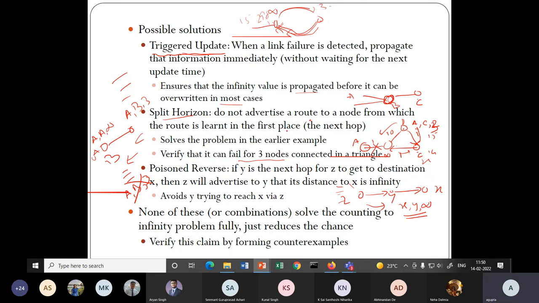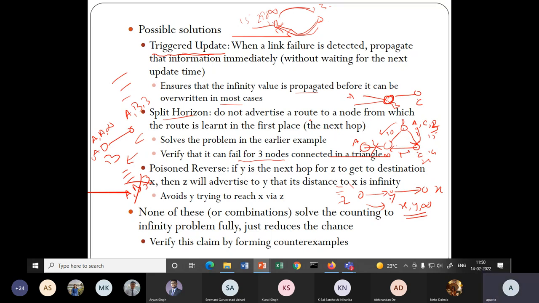So note that the purpose of split horizon and poison reverse is kind of the same. In split horizon, Z will not send anything to Y. So Y will not receive this route. So Y will not be able to route through Z to go to X, even if it becomes infinity.